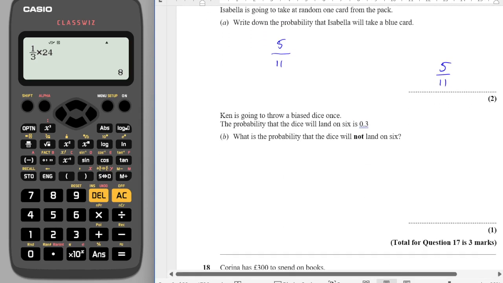Ken is going to throw a biased dice once. The probability that it will land on a 6 is 0.3. What is the probability that it will not land on a 6? So that's going to be 1 minus 0.3. So that would be 0.7.